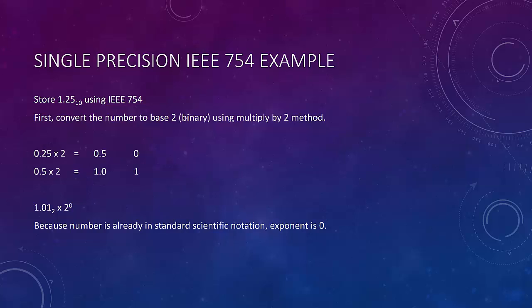So you take them top down in this method, which is different to the whole number conversion where you take the number bottom up. So in this case it becomes 1.01 in binary, and I've written the exponent, so we're multiplying by 2. It's already in standard scientific notation here, so you don't need to shift the number's position at all. So the exponent is 0 in this case.